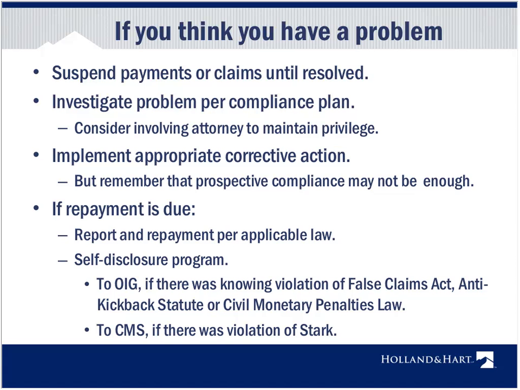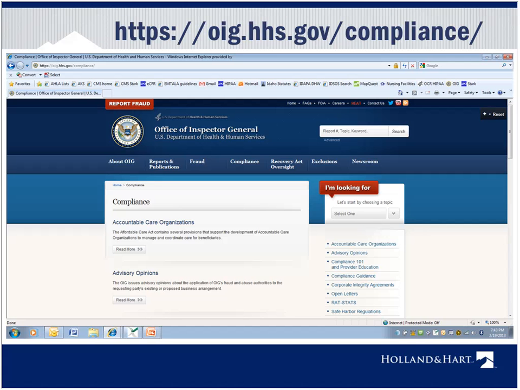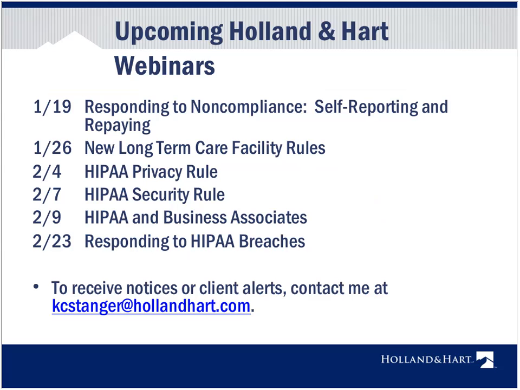The government has self-disclosure programs that we are going to talk about next week for those of you who are interested. For additional resources, the government has a lot of fraud and abuse resources on its website that are extremely helpful. You can go to this website, you can get videos, guidance, things like that. Also on our website, we've got a lot of information out there, including articles, guides we've written, and webinars concerning these and other topics.